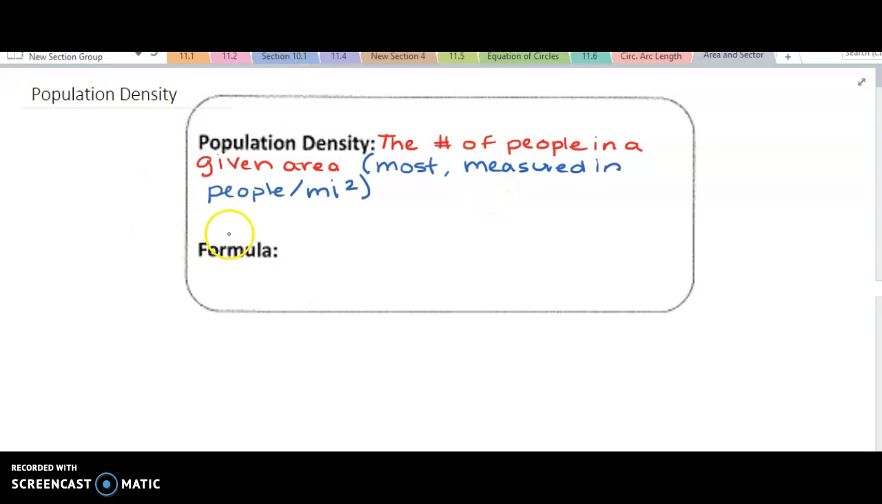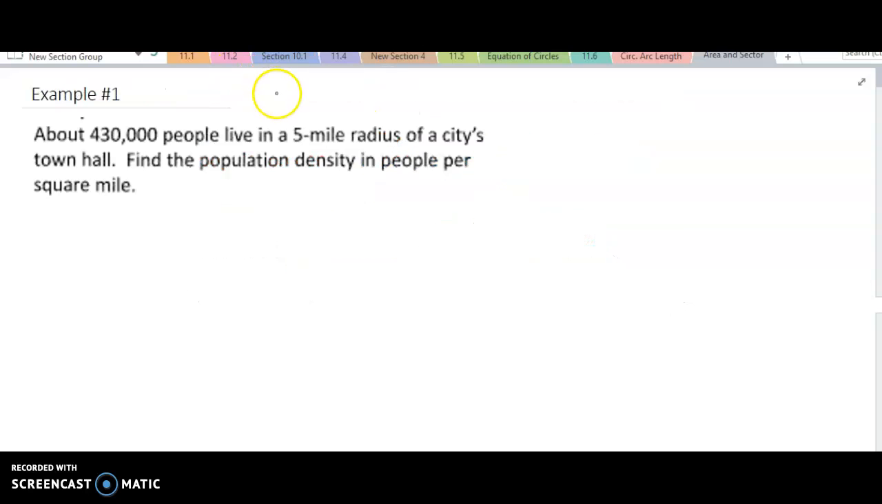Okay, so there is a formula for this. Population density is going to equal the number of people over the area of land. All right, so let's look at example 1.